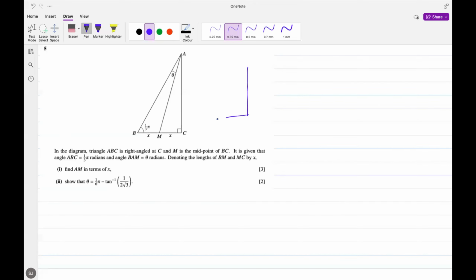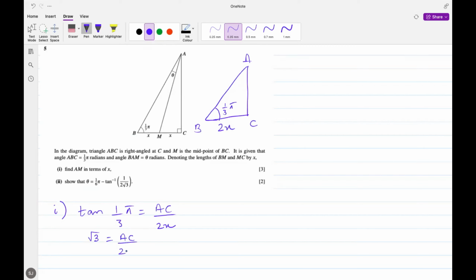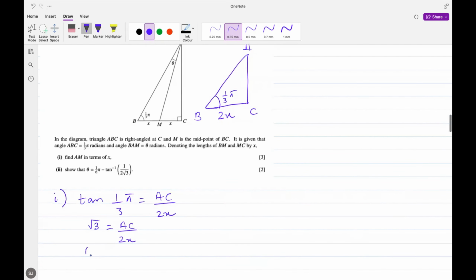So first drawing the triangle ABC. This is A, this is C, and this is B. The total length of BC will be 2x. This angle is π/3. So to find the length of AC, we can use opposite over adjacent, tan. So tan of π/3 is equal to opposite, which is AC, upon 2x. So tan of π/3, if we substitute this in the calculator, we'll get root 3 equals AC upon 2x. So AC will be equal to 2 root 3 x.